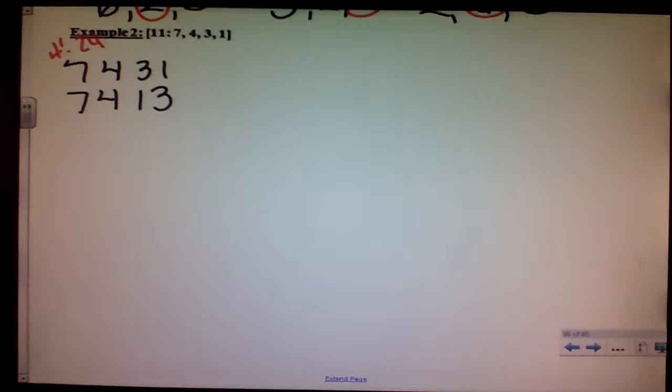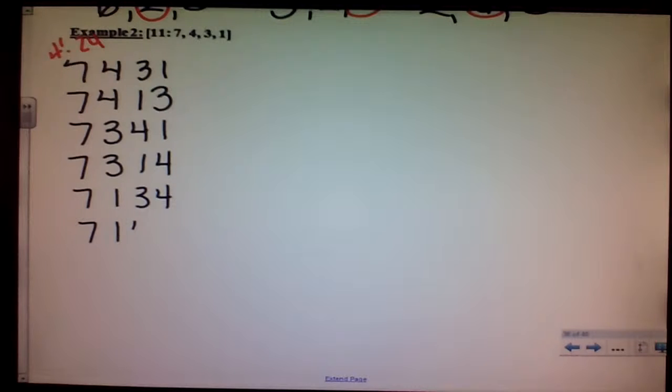Keep the 7 and do 7, 3, 4, 1 and 7, 3, 1, 4. Then 7, 1, 3, 4 and 7, 1, 4, 3. Okay, those are all of your 7s. So you have 6 that start with 7. You should have 6 that start with 4, 6 that start with 3, and 6 that start with 1.